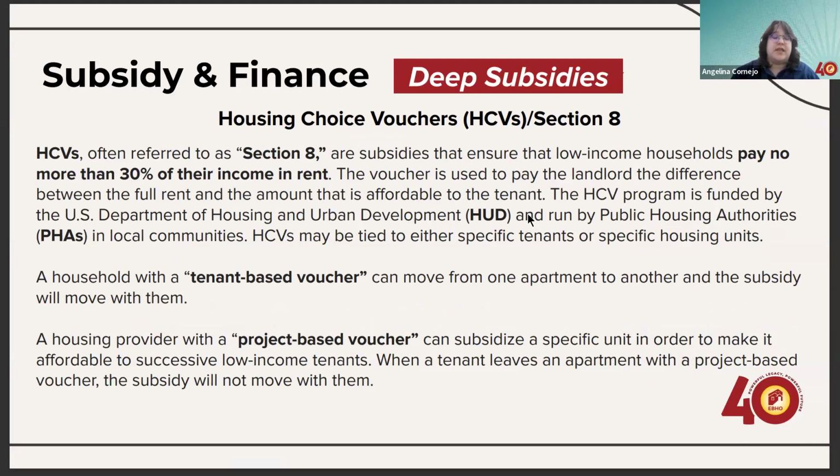Another deep subsidy that relies on the federal government is Section 8, or housing choice vouchers, which is what people mostly know it as. This is a deep subsidy that ensures that low-income households pay no more than 30% of their income in rent. The voucher pays the landlord the difference between the full rent and the amount that is affordable to the tenant. Whatever 30% of their income is, the voucher covers the remaining part.